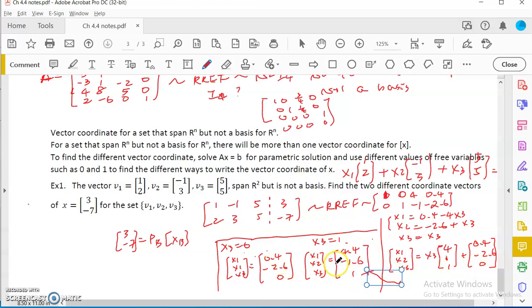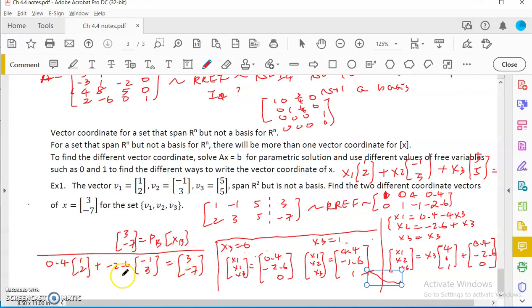So these are the two different coordinate vectors for (3, -7). Let me check quickly. If I use 0.4, you can see the third one can be taken away, so these two actually can produce (3, -7). So 0.4 of (1, 2) and -2.6 of (-1, 3), we can show that it equals (3, -7). Why? Because 0.4 plus 2.6 is 3.